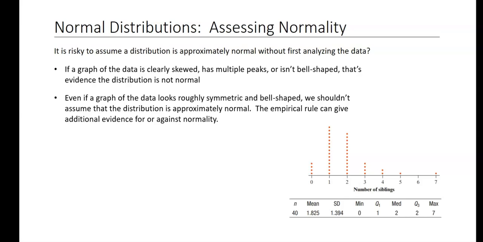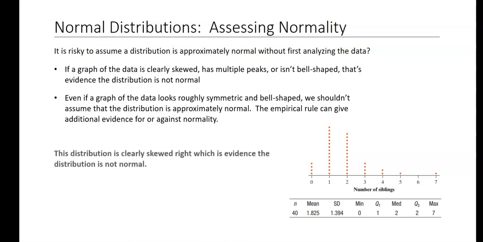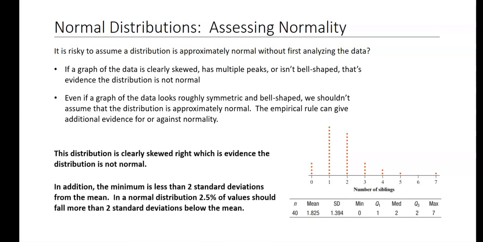Look at this data. By the way, we would never in real life actually test this data because it's clearly skewed right. It's not normal, and we would not call this normal. But let's do the test to see if it is normal or not. Remember, 68% of the data is within one standard deviation. So using the mean and standard deviation listed, the mean is 1.825, standard deviation is 1.394.